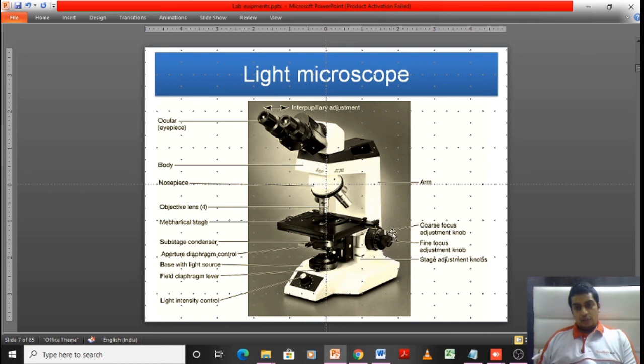And there are two knobs present over here. One is the coarse focus knob. These are the adjustment knobs, and we use these knobs to focus our microscope on the object. And this is the fine focus knob for fine adjustment, and the coarse focus knob.